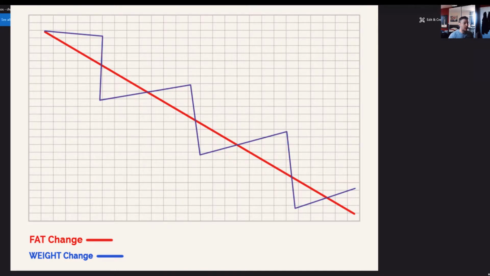So what can we do about that? Just basic understanding to start with. So understanding that if the scale goes up and down, then it doesn't mean that you stop losing fat. It doesn't mean that what you're doing is not working.